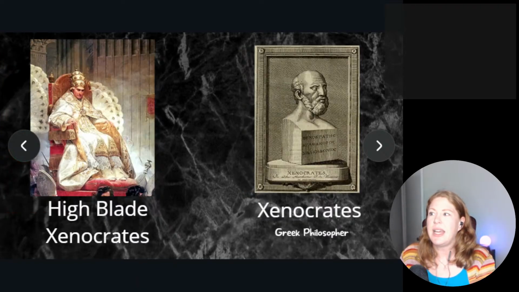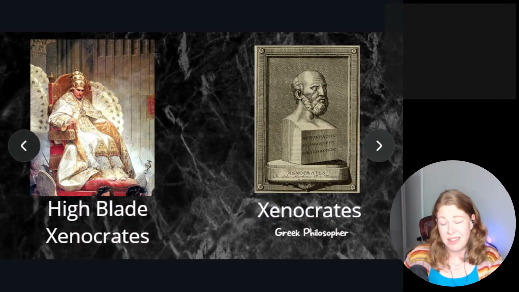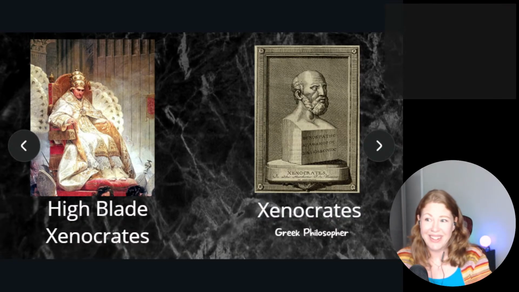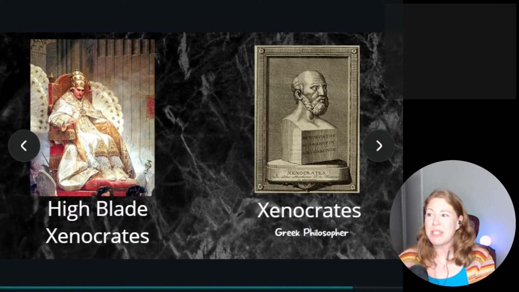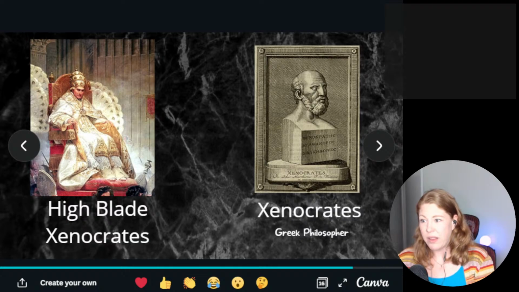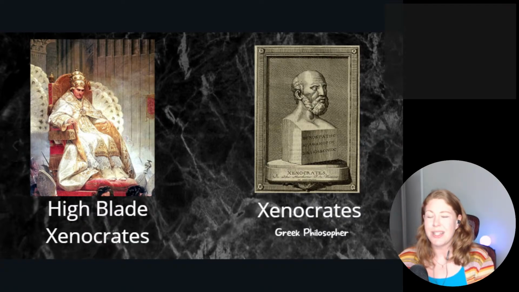Next one is High Blade Xenocrates. And no, that is not fan art. I couldn't find any fan art of High Blade Xenocrates either. So I chose a painting of one of the popes. This is the meanest picture I could find of one of the popes, but it seemed like the closest thing to High Blade Xenocrates that I could determine.